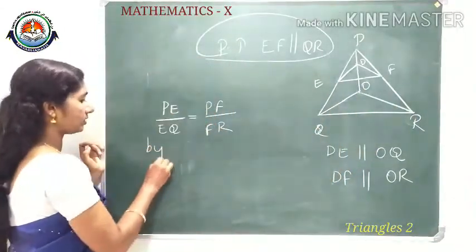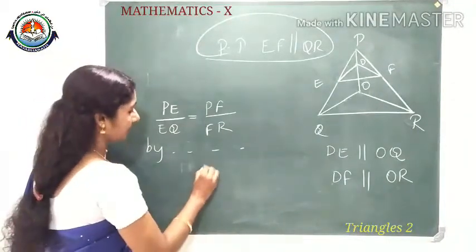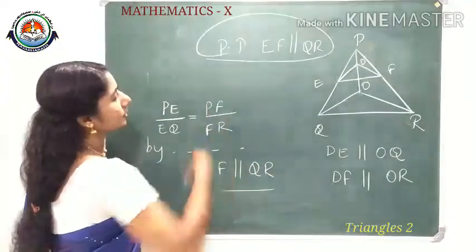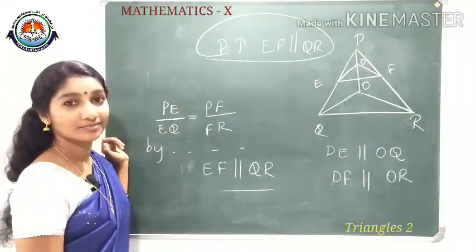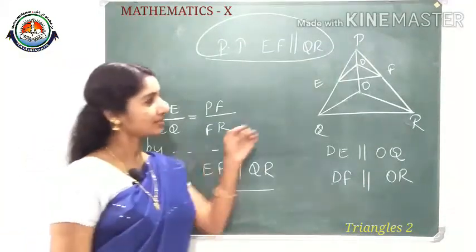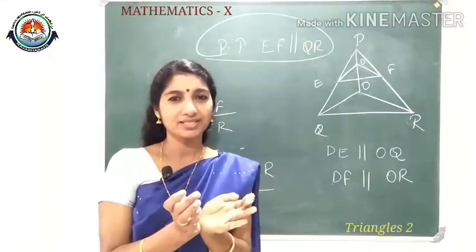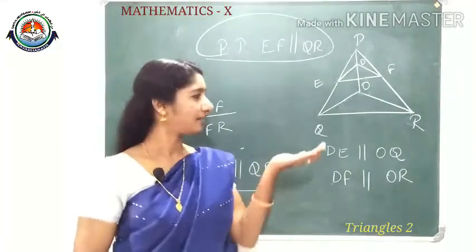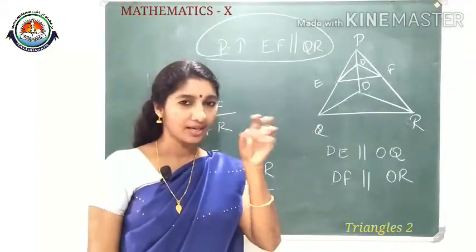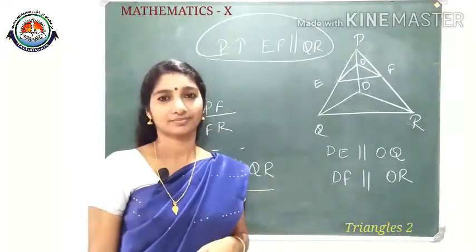So by the converse of basic proportionality theorem, you have to write here, we can write EF is parallel to QR. That is all we need to prove, EF parallel to QR. So we have given the proof. Got it? See how nicely they ask the question from the same simple concept, and very fast we are getting the answer also. You need to just focus on the figure and try to apply the theorem, then very easily it will come.